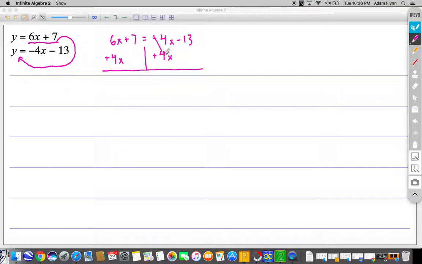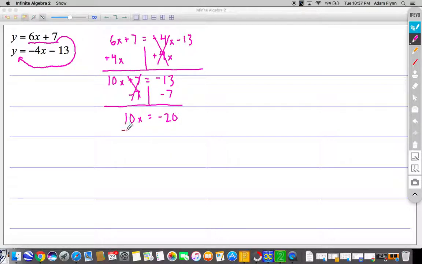When I do that, negative 4x plus 4x cancels. 6x plus 4x is 10x. And I have plus 7, which I haven't touched yet, and this negative 13, which I have yet to touch. So now to solve this, I'll subtract 7 from both sides. When I do that, 7 minus 7 cancels. So I have 10x equals negative 13 minus 7, which is negative 20.